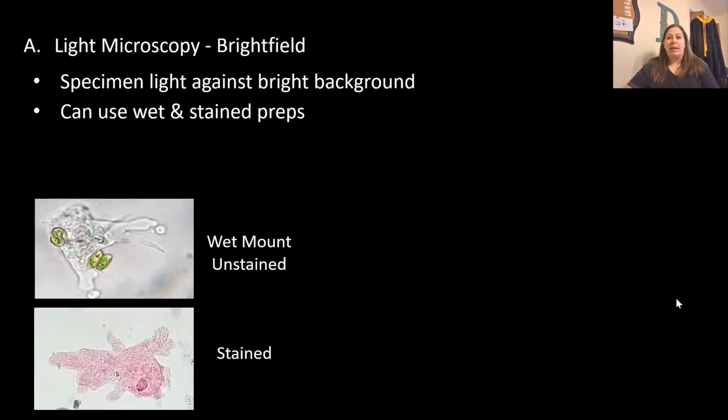When we look at a light microscope, there are some different variations, and the first one is what we call a bright field light microscope. This is where the specimen is dark against a bright background, and we can use a wet or stained prep in order to view an organism. A wet mount is where we take the organism, place it on the slide with water, and look at it that way. This allows it to potentially still be alive and moving. On the stained side, this allows us to see structures better, but the organism is dead.